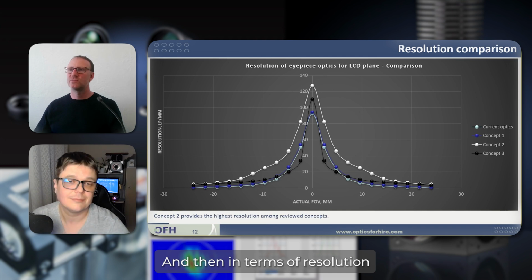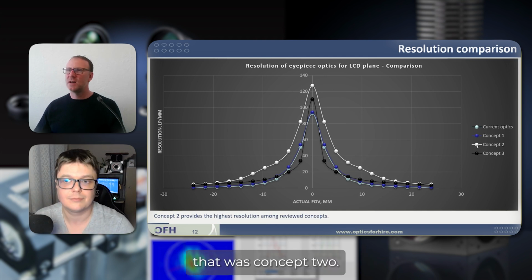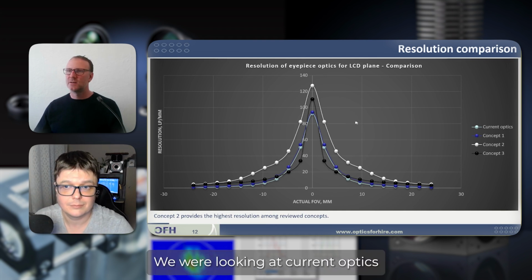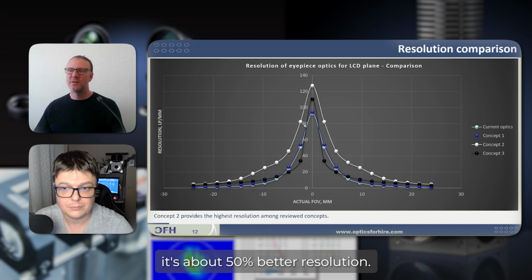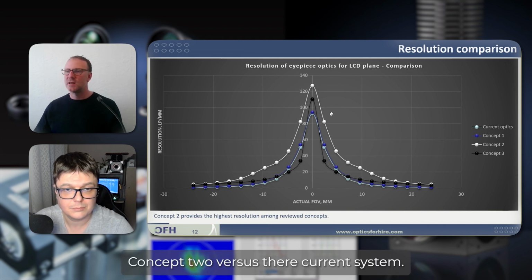And then in terms of resolution, that was concept 2 we were looking at. Current optics is this one, so we've got much higher in the center and higher throughout. So a big improvement, maybe 50% more in most places. I'd say in most places it's about 50% better resolution, concept 2 versus their current system.